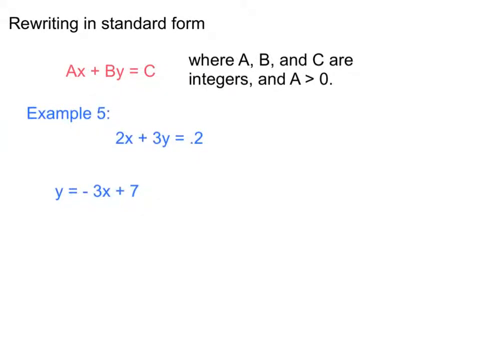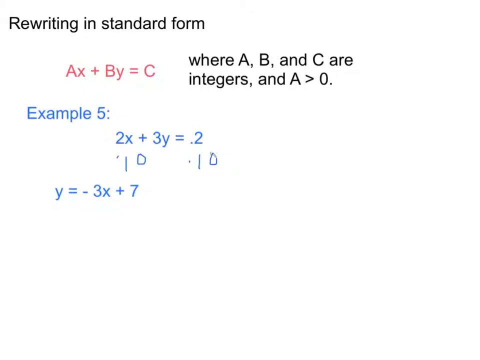For this example, we've got 2x plus 3y equals 0.2. Looks pretty good, so I think we're done. But we're actually not. So that 0.2 is giving us trouble. We have to have the number portion also be an integer. So to make 0.2, which is really 2/10, a whole number, we're going to multiply by 10. So we're just going to multiply each side by 10.